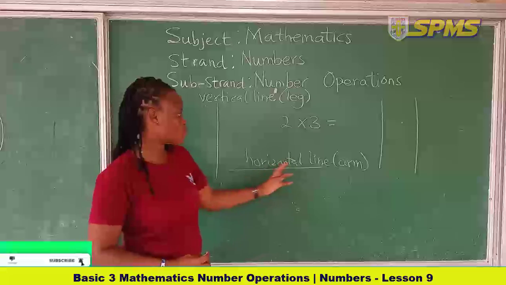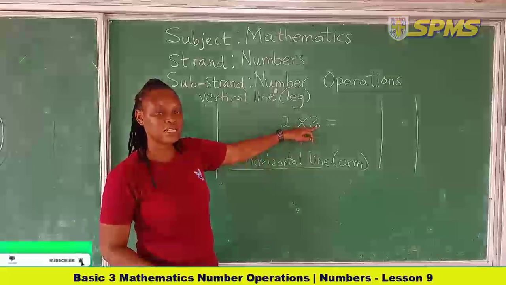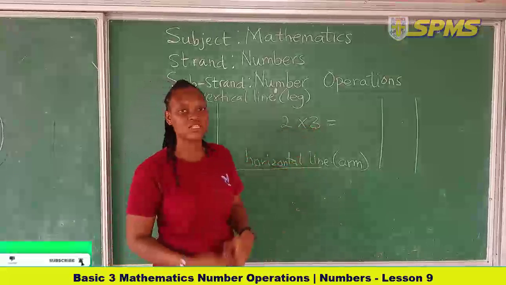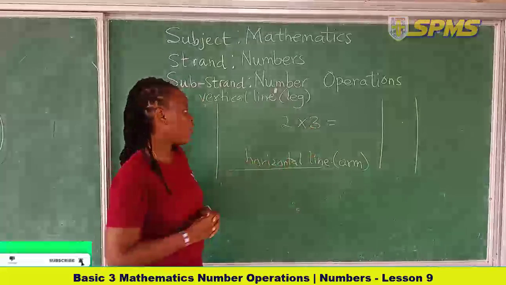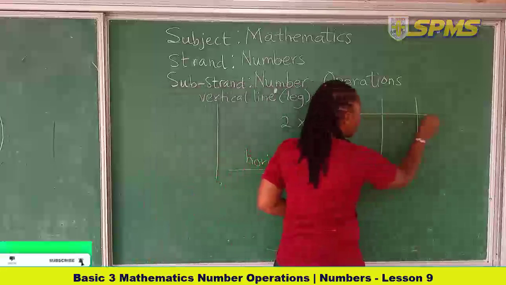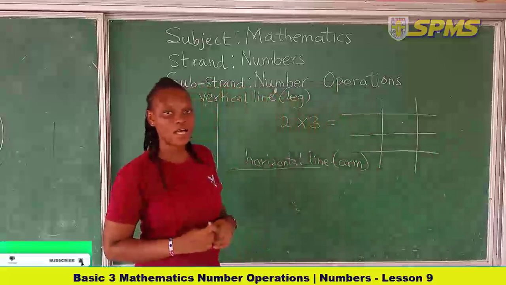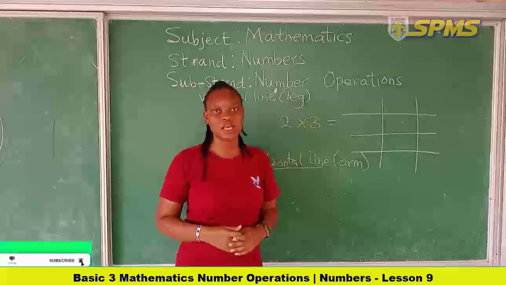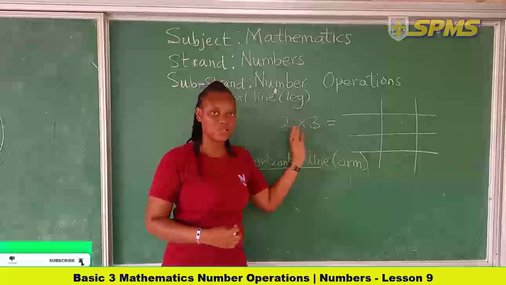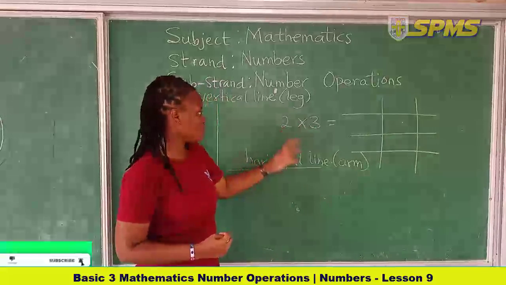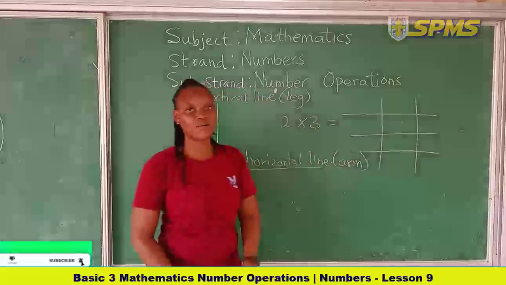And then we look at the horizontal line, which is the arm, for the second number. So the second number takes the horizontal line, which is the arm. How many arms are we drawing? 3 of them. So we have 1, 2, and 3. So we cut across the vertical lines with our horizontal lines, depending on the numbers that we have. So 2 for the vertical lines, and then 3 of the horizontal lines.